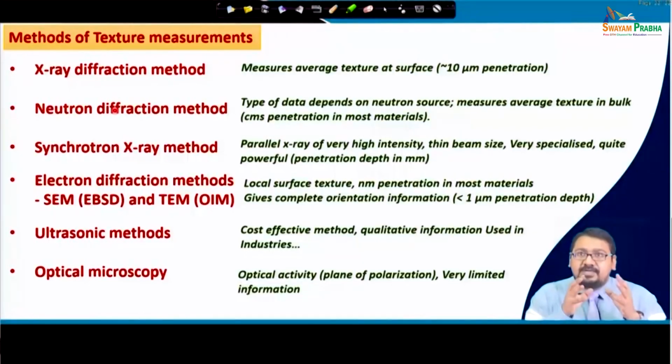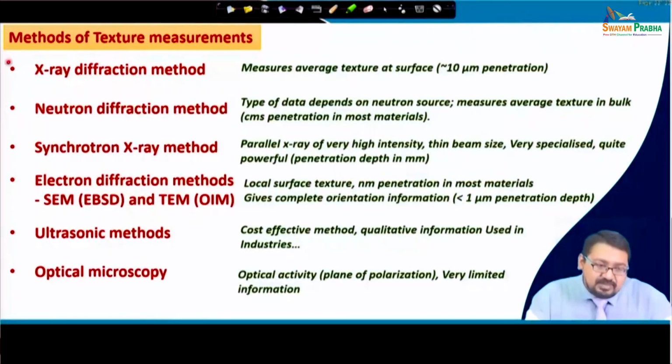Usually, the information obtained from the X-ray diffraction and the neutron diffraction are not that different, but in certain specialized cases, when X-ray diffraction may not be able to give the information that is required, or because of the heterogeneity in the texture present in the material, neutron diffraction may be utilized in some specialized cases.